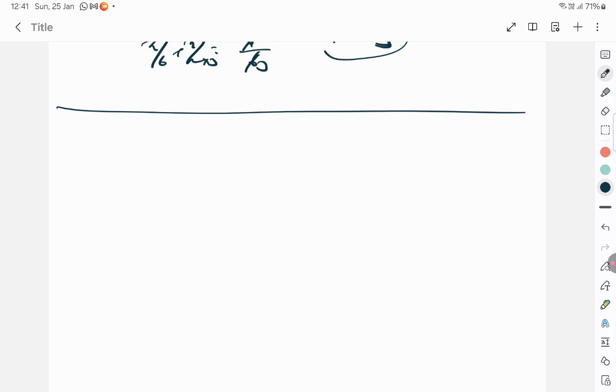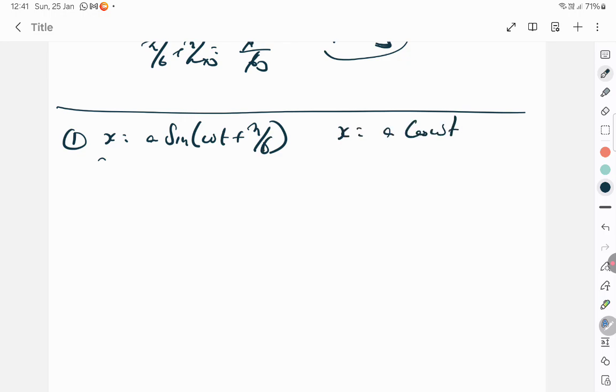I'll do some more sums for you to get absolute clarity with the phasor diagram. There's one more JE question which I'll do. Before that, I'll just teach you this sum. There's this question, x is equal to a sine omega t plus pi by 6. Okay, there's another wave which is like this.